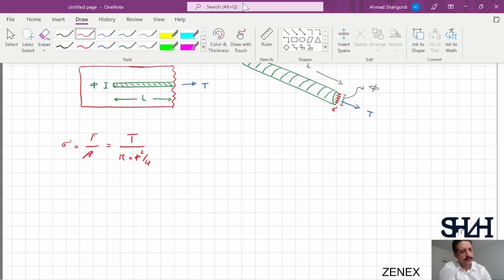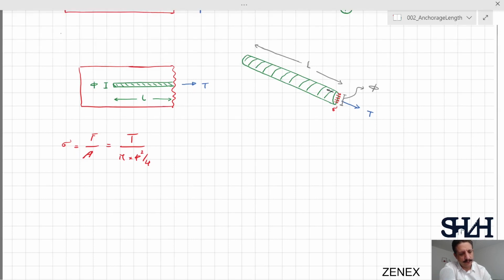And also in the length of L, we have this shear stress in the peripheral area of this rod. So tau is again the force divided by area. The force is T, but the area is the peripheral area of this rod. So we need to calculate the perimeter of the reinforcement and multiply it by the length. So pi phi is the peripheral length times L.